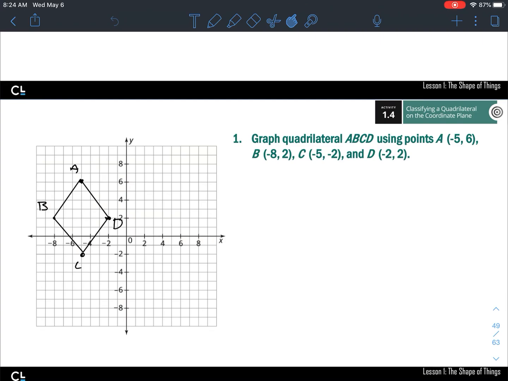This next one asks us to graph ABCD using the points they gave. So we graph this once again, X, Y, X, Y, X, Y, X, Y. By this time, I'm hoping you guys are able to figure out how to do that graphing. Otherwise, I did it right there, but hopefully you can do it on your own as well.